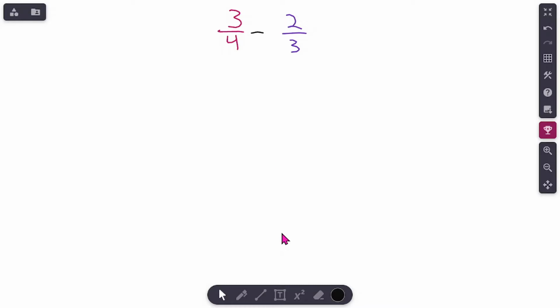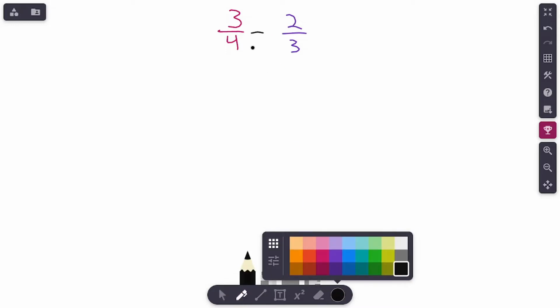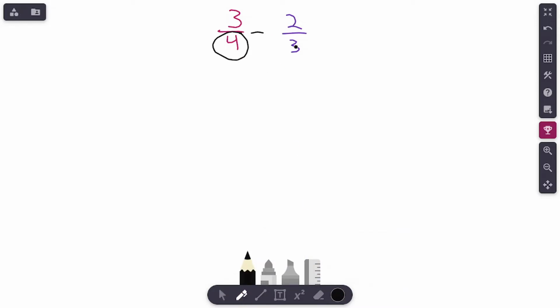Okay, so here we go. We've got 3/4 minus 2/3. Feel free to pause me anytime you need. First thing I'm noticing is the denominators are not the same. So because of that, eventually you probably could solve this without having to do these models and stuff. But right now, we're not there yet. So let's draw some models.